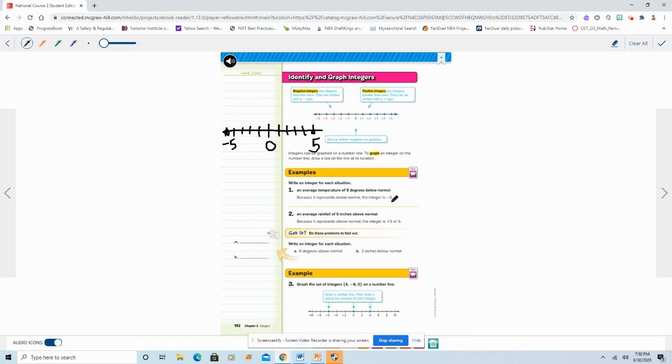The way you would write it would be negative 5, and you'd write positive 5, but we dropped the positive. We just put plain old 5.